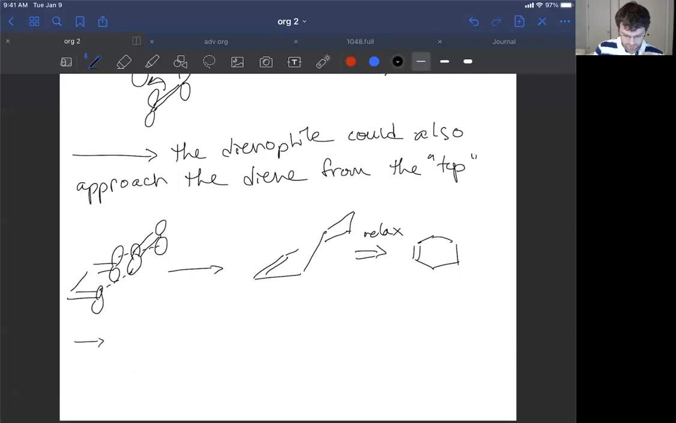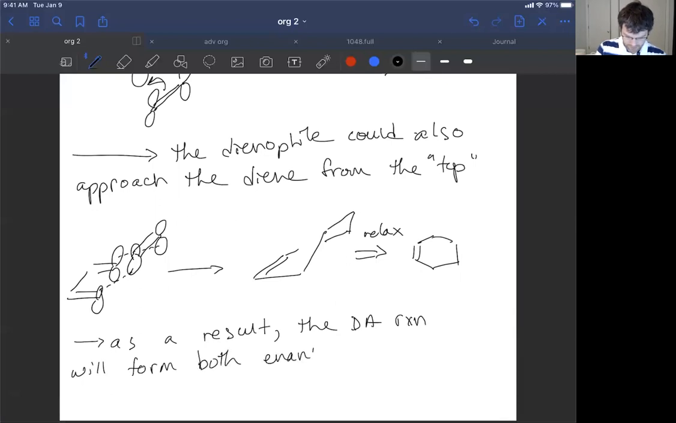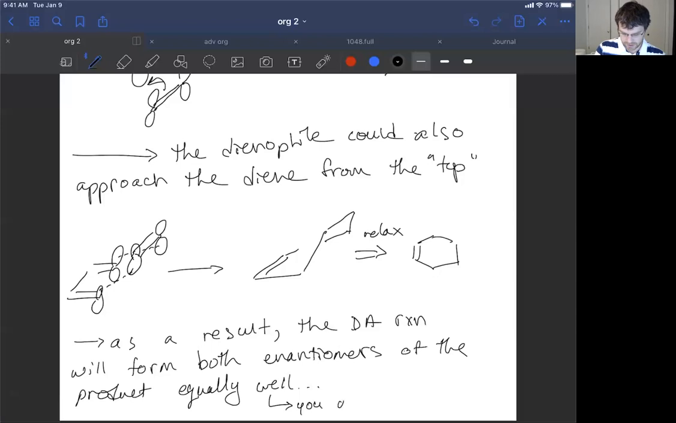Now, what that means for you is that, as a result, the Diels-Alder reaction will form both enantiomers of the product equally well. That is to say, you usually get a racemic mixture.